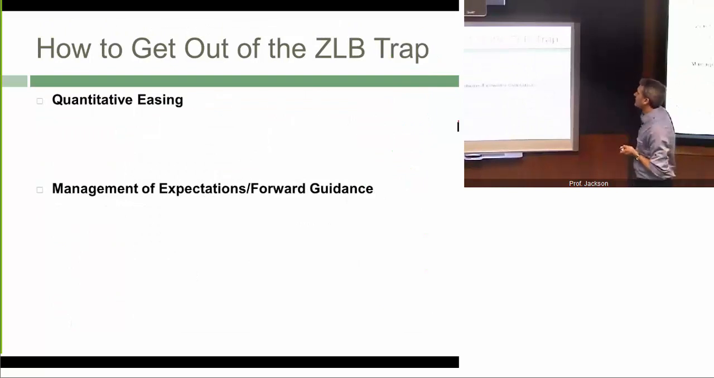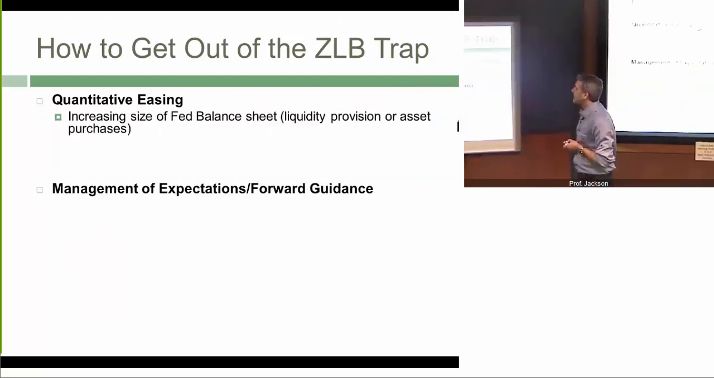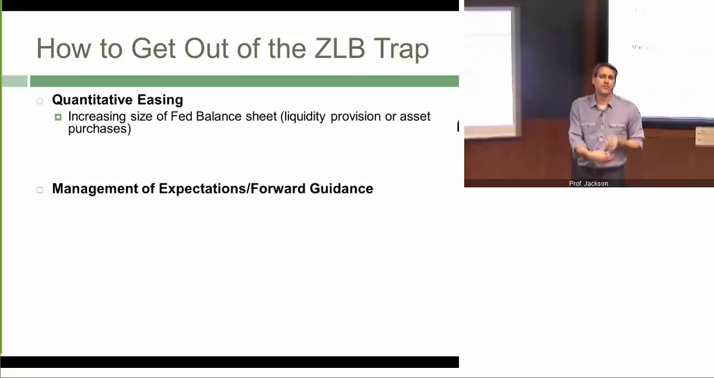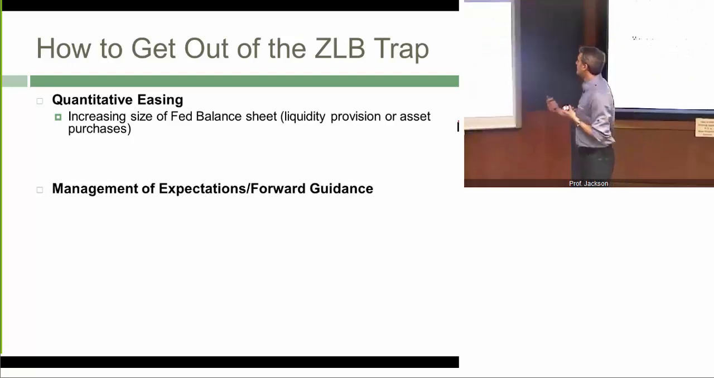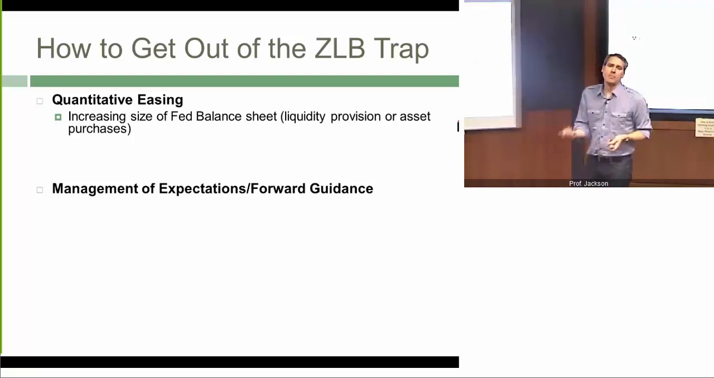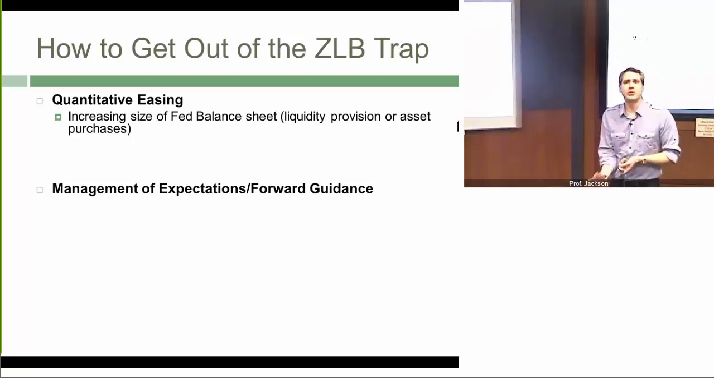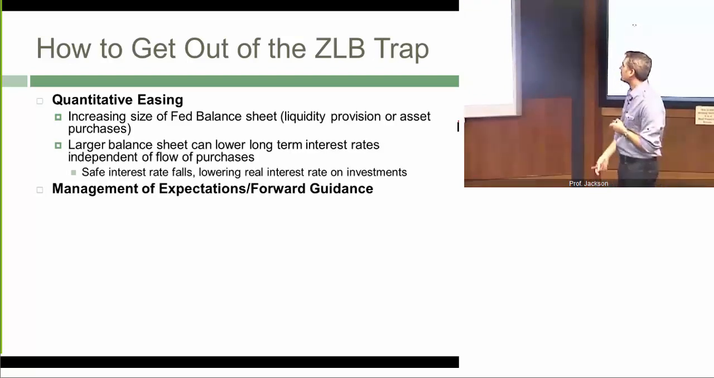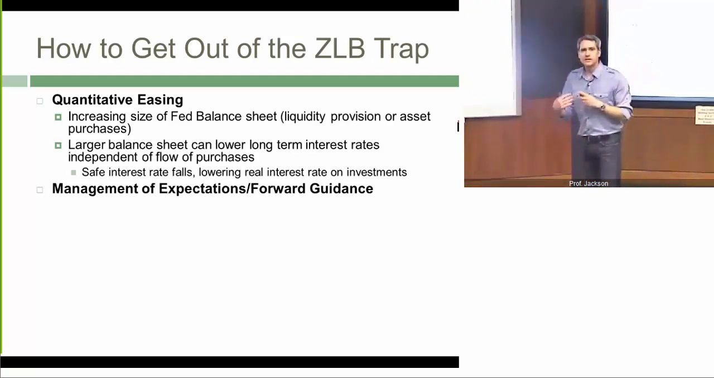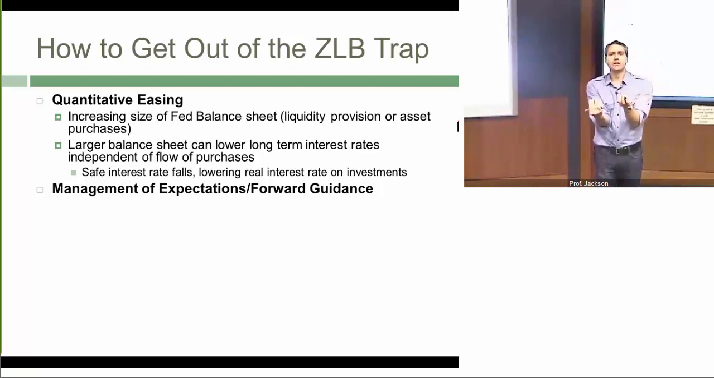The third point is quantitative easing, and the idea here is simply increasing the size of the assets of the balance sheet of the Fed. And so this can come either in the form of liquidity provision or in the form of asset purchases. But the distinction here between quantitative easing and the outright asset purchase effects itself is that with quantitative easing, a larger balance sheet can put downward pressure on real interest rates independent of the flow of purchases.